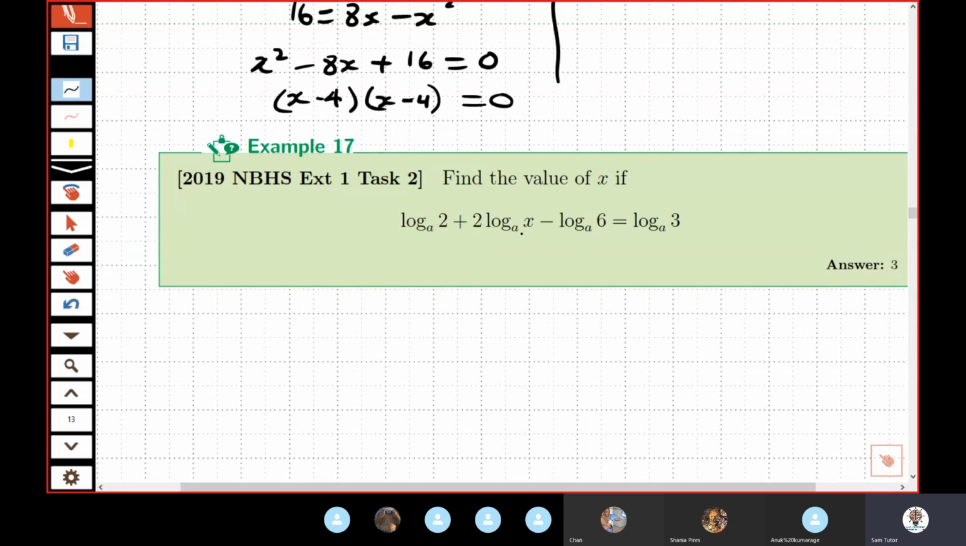What can we do with all these sub base a's? They can all go, right? Why? Because you divided by ln a. Yeah, so technically they're all going to have log a, but if they're all on the same side, you might as well just cross them out. Yes, good job. So you're left with log 2 plus 2 log x.